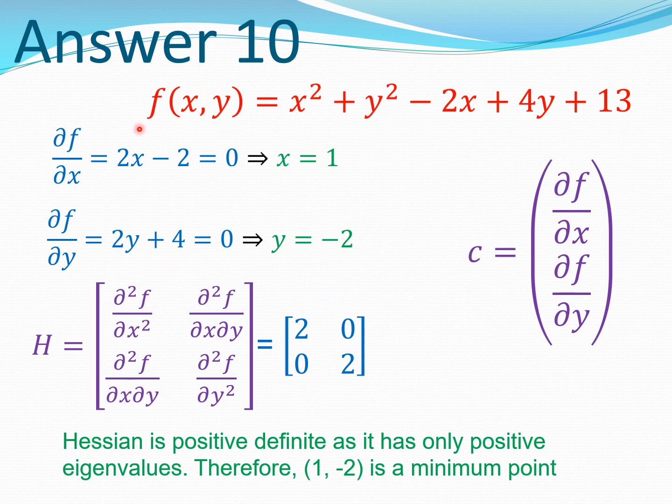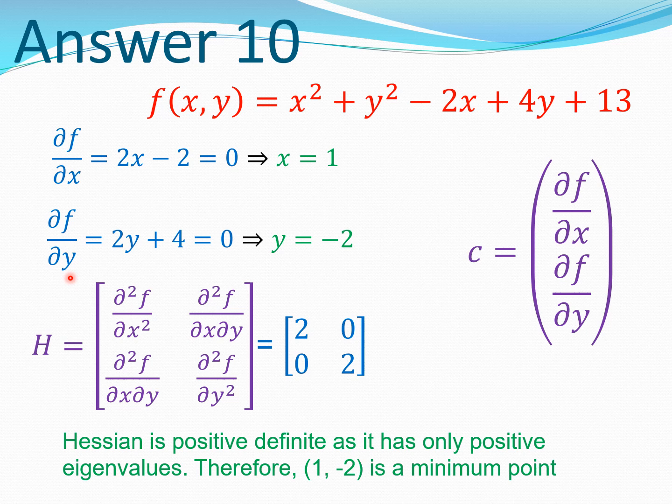Finally, let's turn to question number 10, which involved this particular function of two variables. We are asked to find the minimum point. Now what you can do is find the partial derivatives of this function with respect to x and y. To find the partial derivative with respect to x, you treat y as a constant in this equation. If I do that, I will simply get 2x minus 2, because y is a constant, and therefore only the x square and minus 2x terms have to be differentiated.